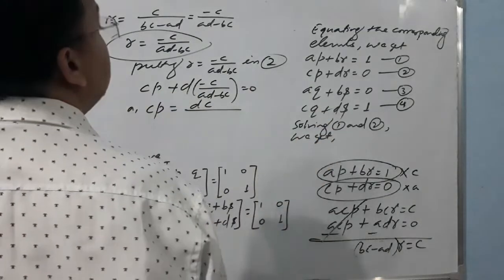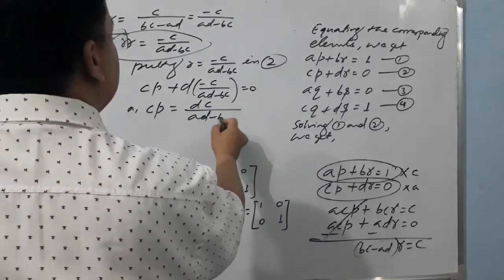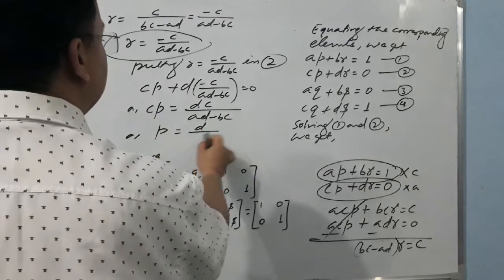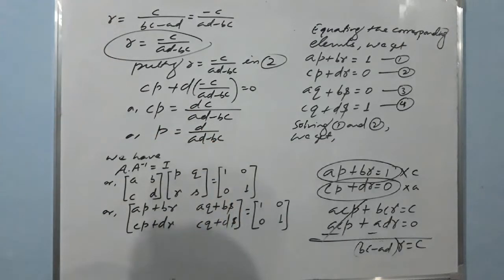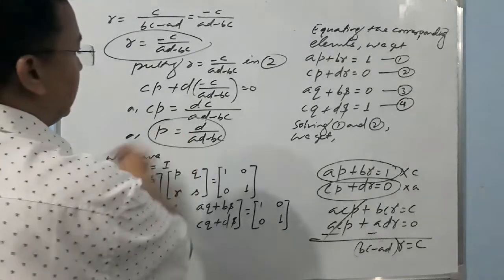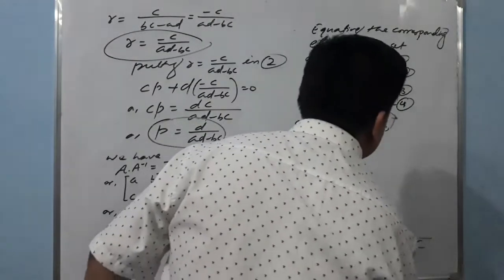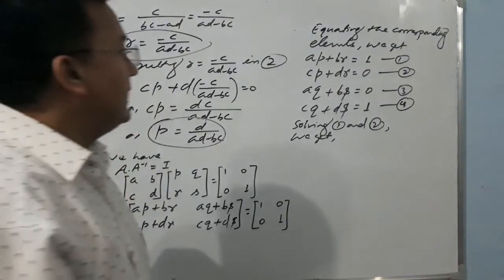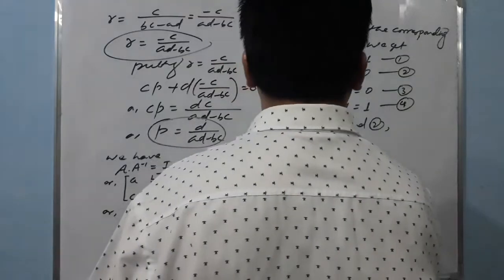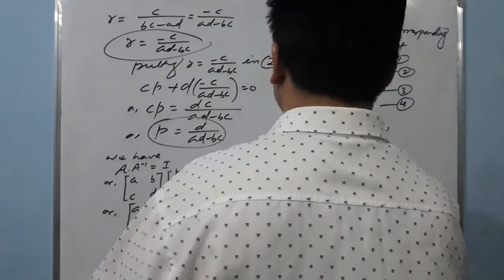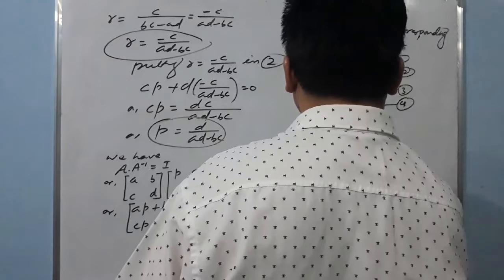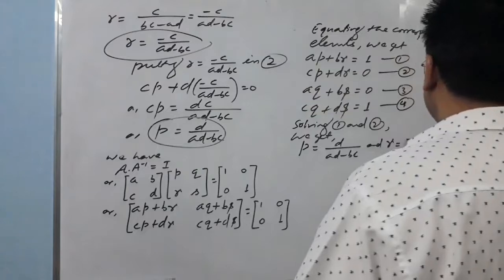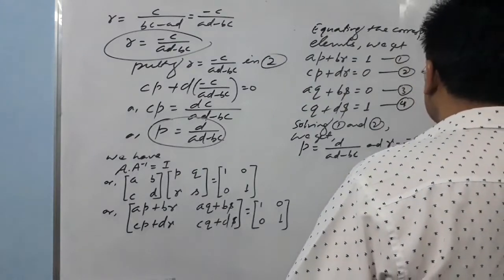I've transmitted to the right-hand side: AD minus BC, and you will get P is equal to D upon AD minus BC. So here now I'm writing directly. I explained how to get the values of P and R. So P is equal to D upon AD minus BC, and R is equal to minus C upon AD minus BC.